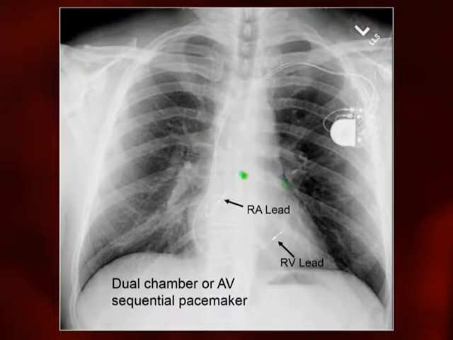So this is an X-ray that just shows an AV sequential pacemaker, also known as a dual chamber pacemaker. And you can see the device here in the left pectoral region, and 2 leads, importantly, the right atrial lead and the right ventricular lead. Now, if this were an ICD, the main difference would be the box here is bigger. It looks more like a big square than this more oval device.